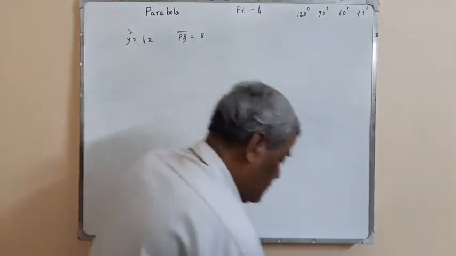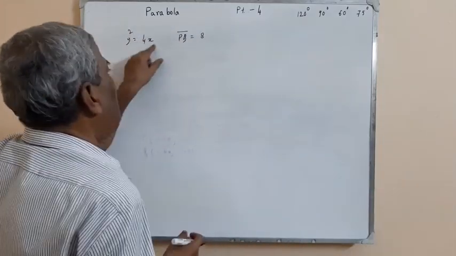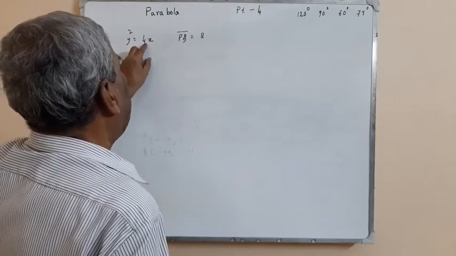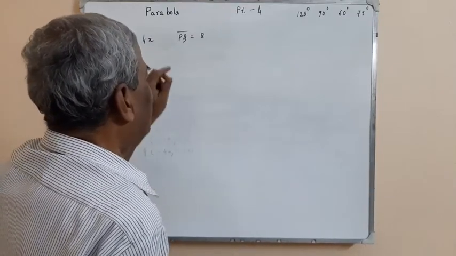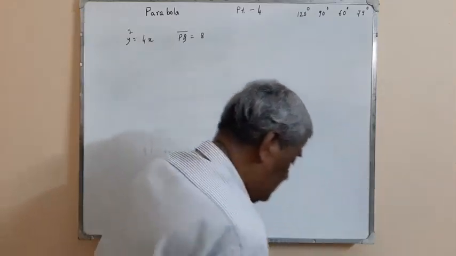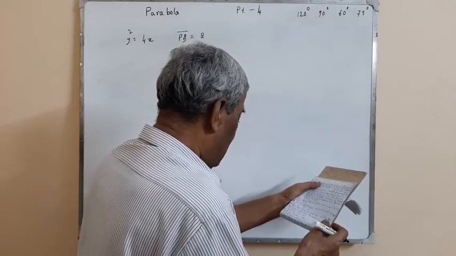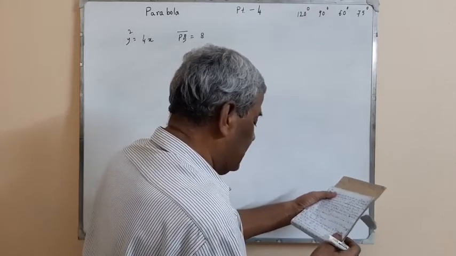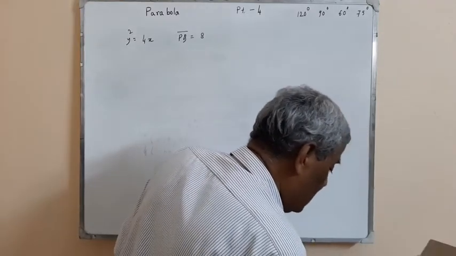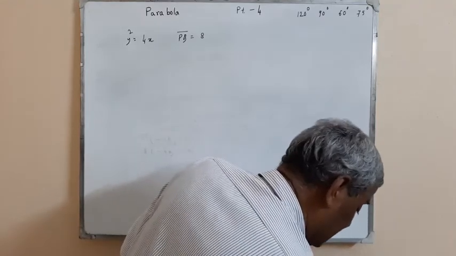Then let us discuss the problem once again. This is a parabola in standard form, y square is equal to 4ax, a is 1. And PQ is a chord parallel to the latus rectum of that. If PQ is 8, find the angle which PQ subtends at the vertex.